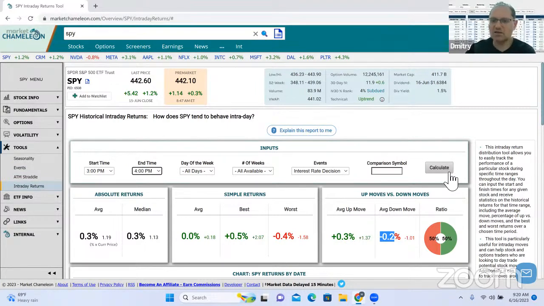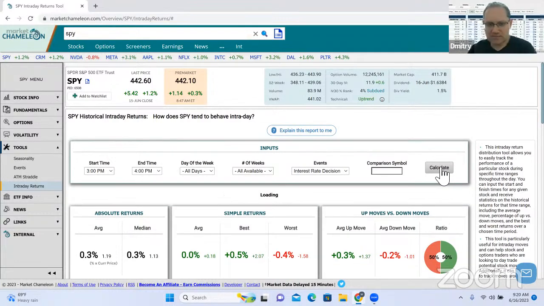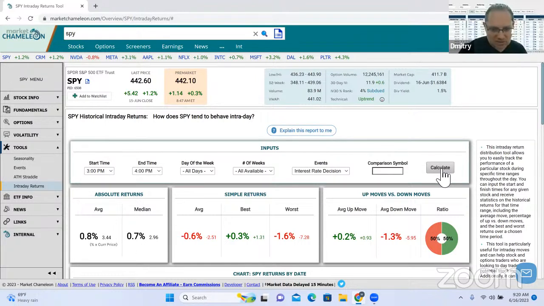I'm going to recalculate it, and the question we're trying to answer is, the Fed announced it. Now you've got about an hour at 2 o'clock. You have an hour of the markets consuming the information, reading whatever statements came out, trying to interpret it. What happens then in the last hour of that trading day? Calculate that.